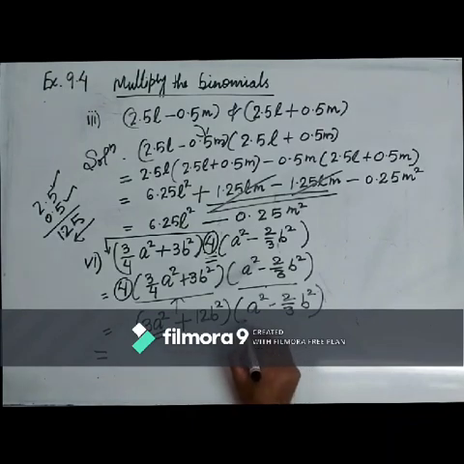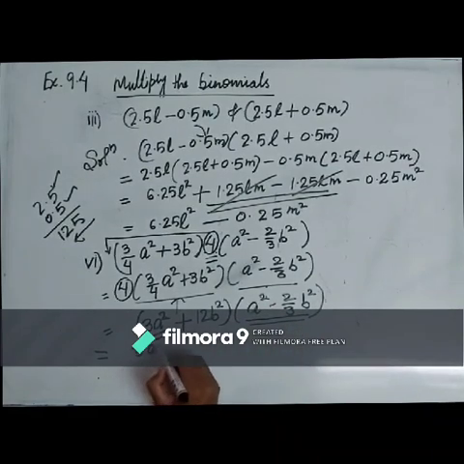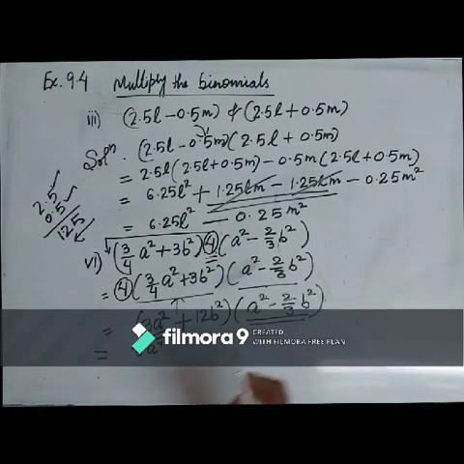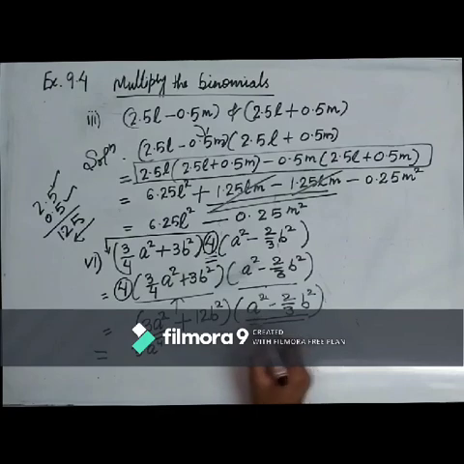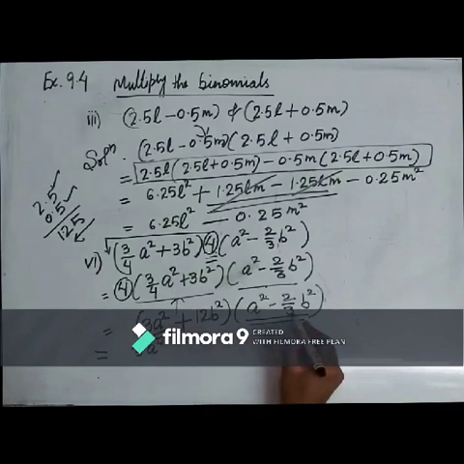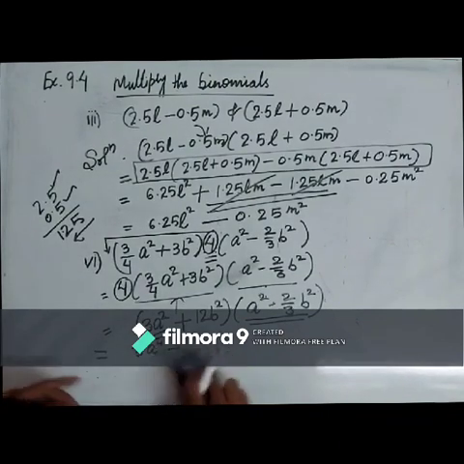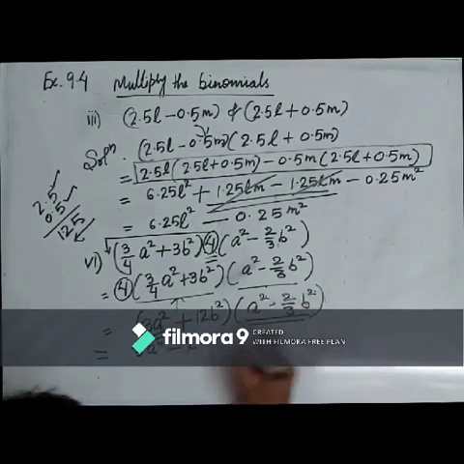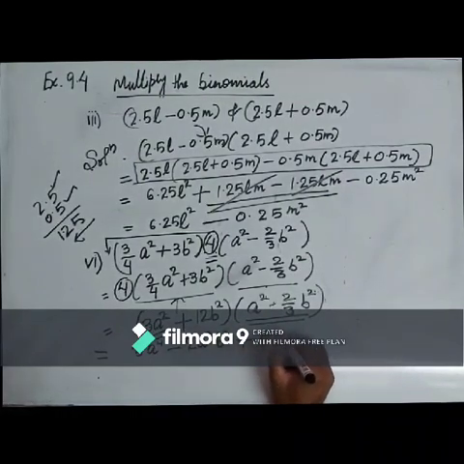Take this one, 3 a square, and multiply with these two terms of the second binomial. So 3 a square into a square is 3 a raised to power 4. You can do this without writing this one line. You can straight away directly multiply the first term with the whole of the binomial, then the second term with the whole of the second binomial. So this is 3 a square into a square is 3 into a to the 4, 3 a square minus 2 upon 3, that is 3 and 3 will cancel out, minus 2 we have a square and b square, then plus 12 b square into a square, this is 12 a square b square.